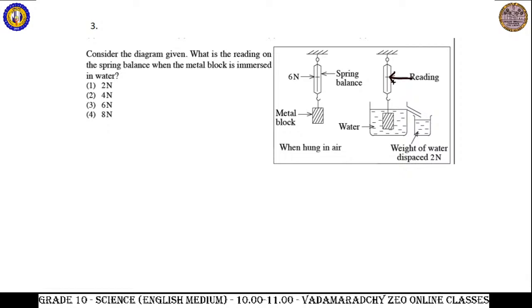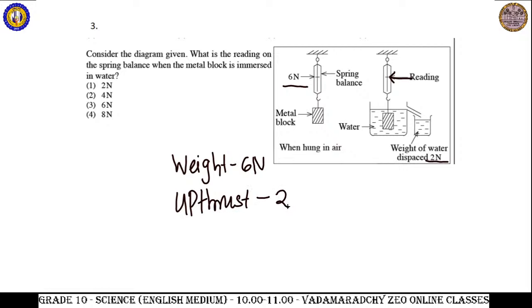Here the real weight is given as 6 Newton. So the weight of the object is 6 Newton. Another fact given here is the weight of water displaced. By the Archimedes principle, the weight of displaced water is equal to the upthrust. So we can say the upthrust is equal to 2 Newton. Why?